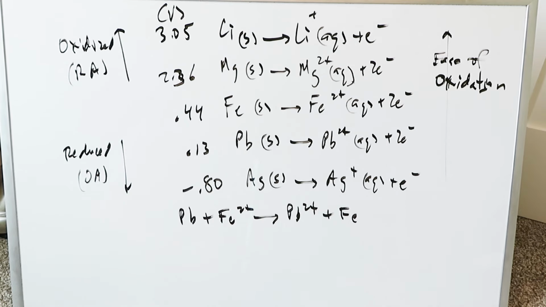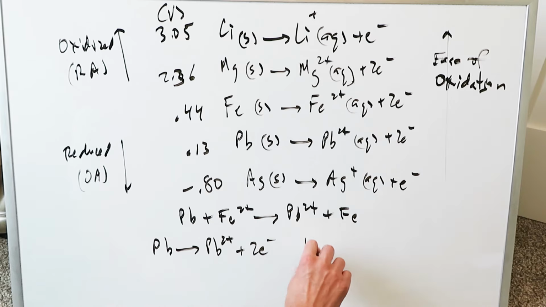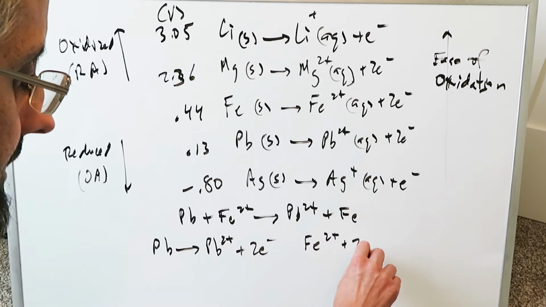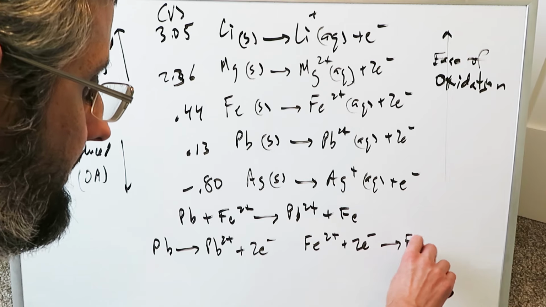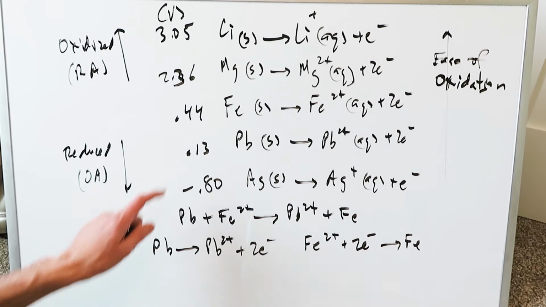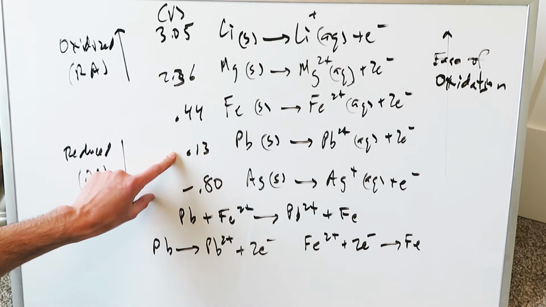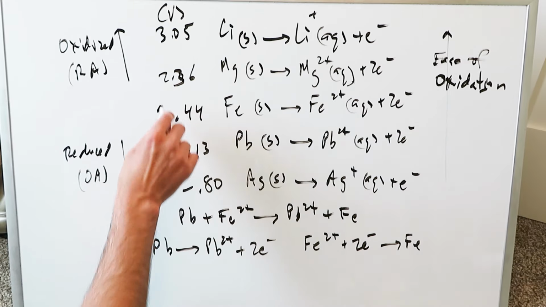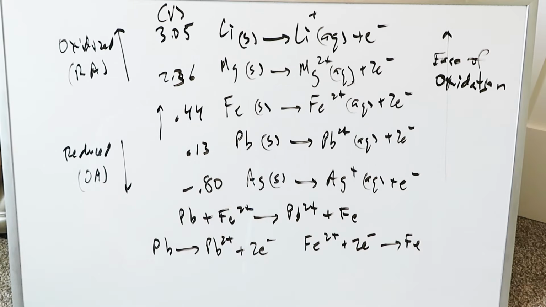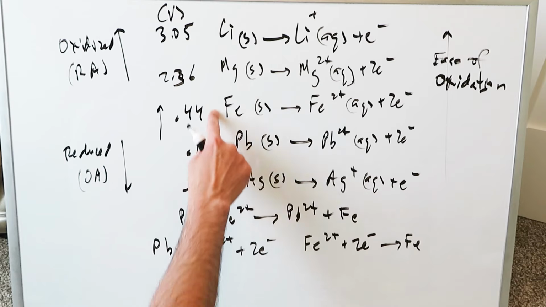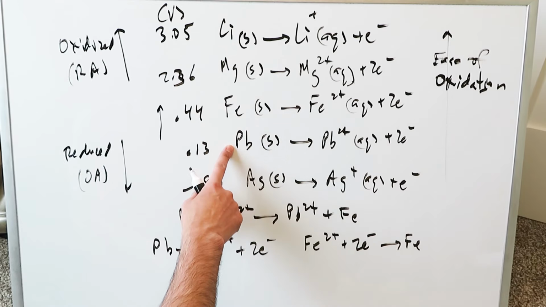Let's look at this. Lead solid plus iron cation to give you lead cation and iron solid. Half reactions. Lead is undergoing an oxidation reaction. It's losing electrons. Iron over here is undergoing a reduction reaction. It's gaining electrons, as you see over here. Iron is higher on the activity series than lead. Therefore, you should be seeing oxidation as you go up. You should be seeing reduction as you go down. Technically, based on the reactivity of these two, iron should be oxidized, lead should be reduced.